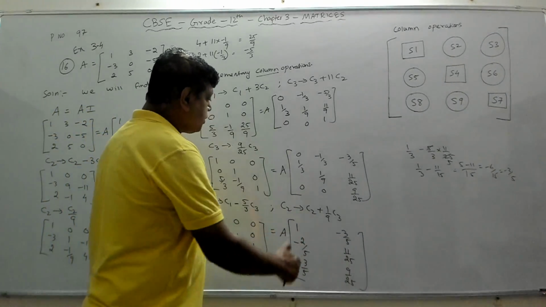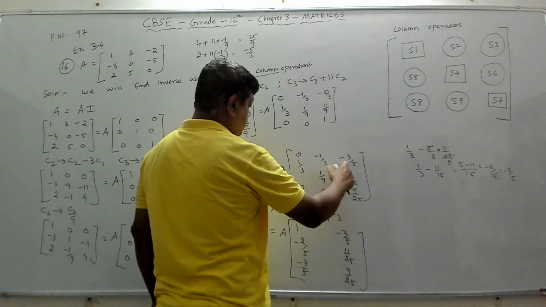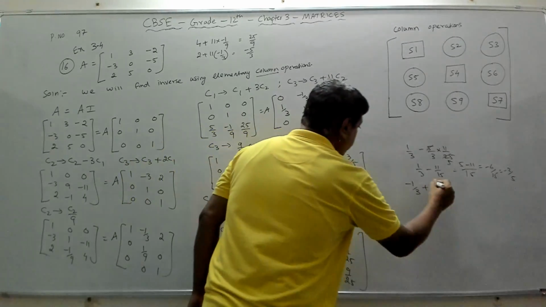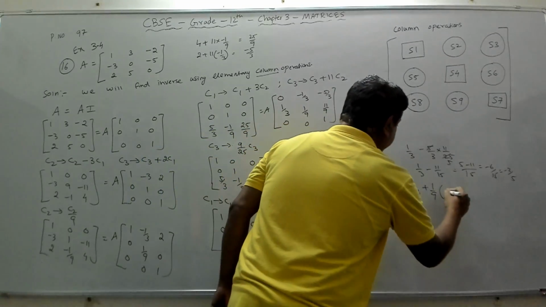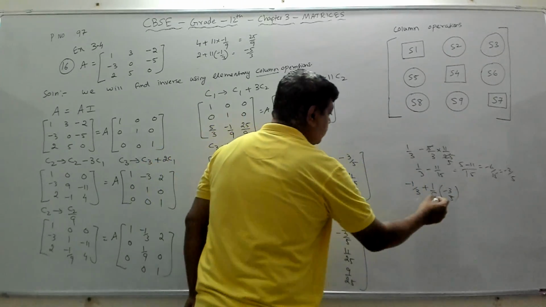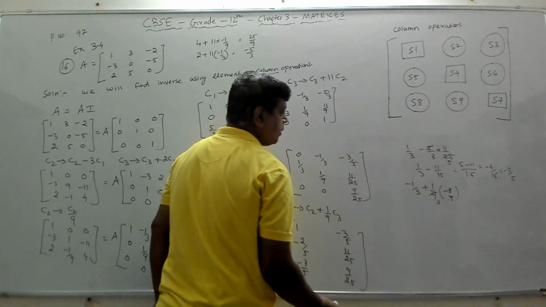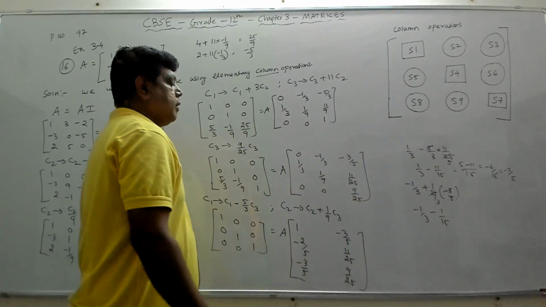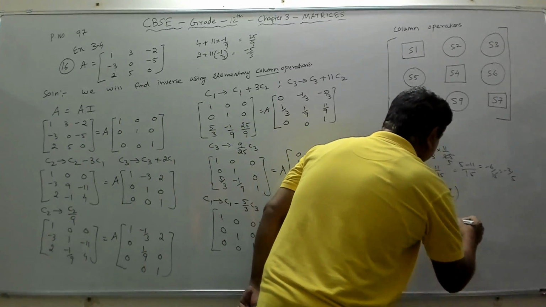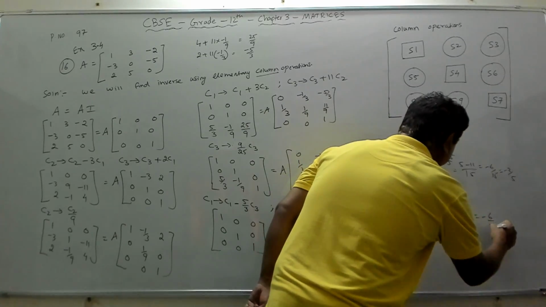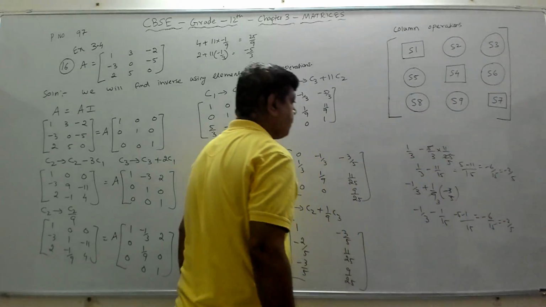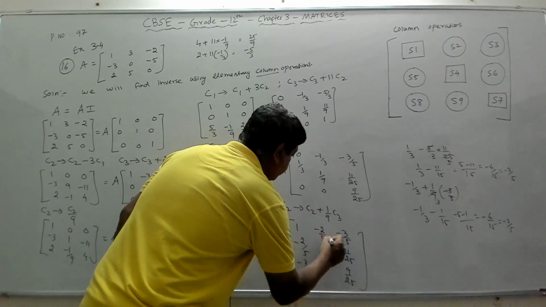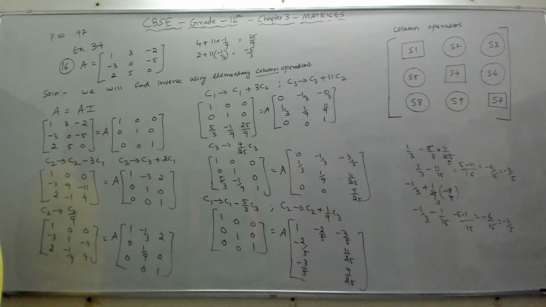Then we are in the last step. We are going to change C2. C2 is C2 plus 1 by 9 times C3. So that is minus 1 by 3 plus 1 by 9 into minus 3 by 5. If you do this, the 3 and this 3 will get cancelled. You get minus 1 by 3 minus 1 by 15. So again 15 is the LCM. You get minus 5 minus 1, which is minus 6 by 15. You get minus 2 by 5. So this will become minus 2 by 5. Clear?